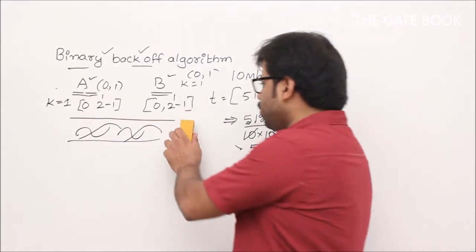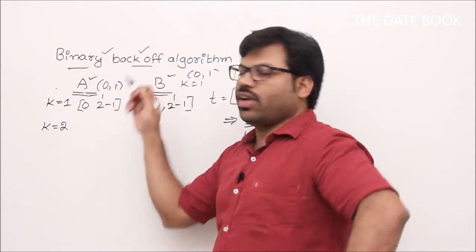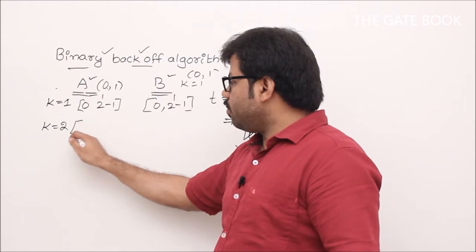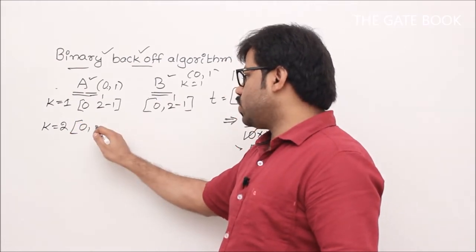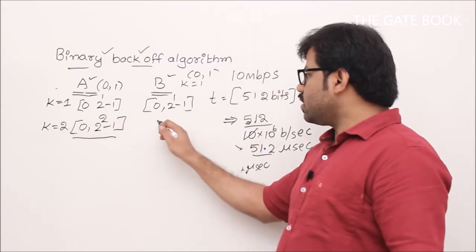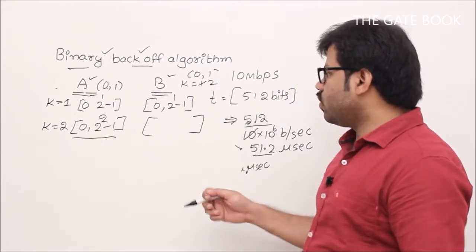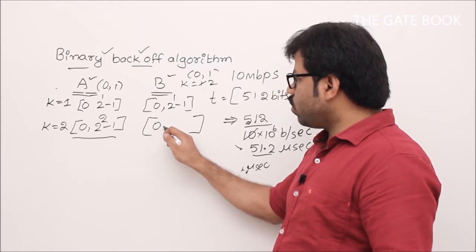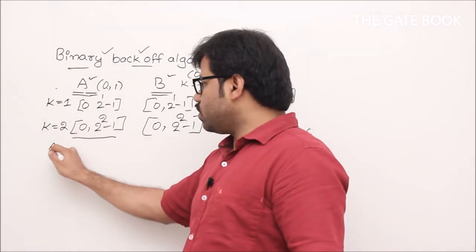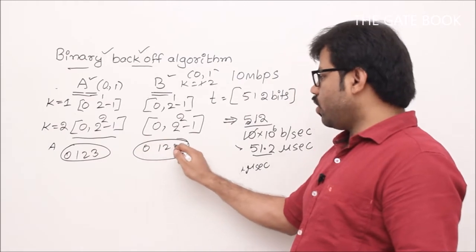Then what happens this time? Their k value will be increased. That is the idea behind this binary backoff algorithm. So this time k equals 2, then this time a random number will be generated in the interval 0 to 2 power k minus 1, that is 2 squared minus 1. Since B is also involved in this collision, the k value of B will also be incremented to 2. Then this time it is going to generate a number between 0 and 2 squared minus 1. That means A is going to generate a random number from 0, 1, 2, 3. B is going to generate a random number from 0, 1, 2, 3.